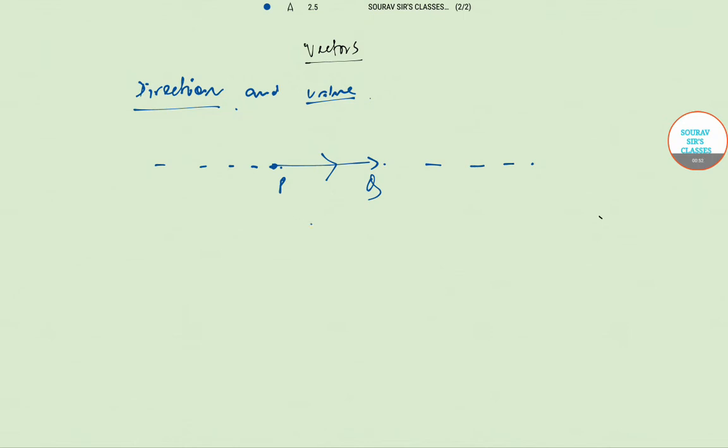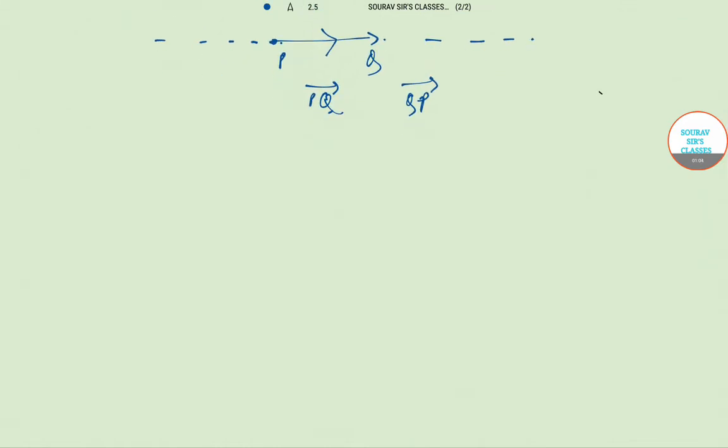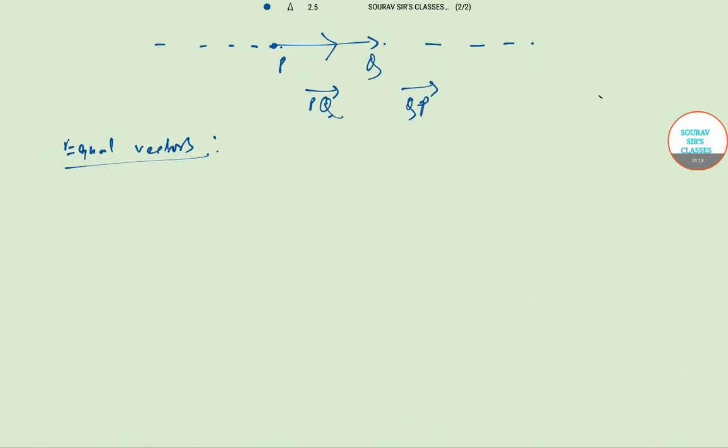The length of these particular vectors, we will mention like this: P to Q, and if I mention it as QP, then it will be just the reverse of the given structure. Now, the first part is equal vectors. Equal vectors are vectors that we can write in this way. These are the two vectors, and they are only equal if they have the same length, along with the same or parallel support.